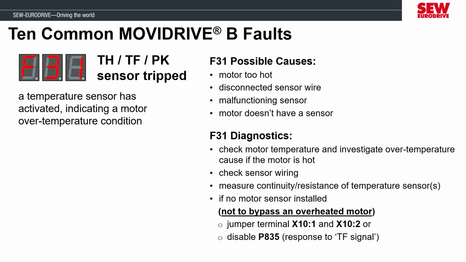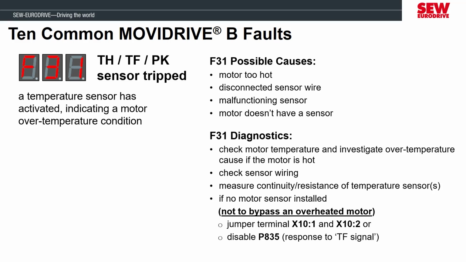These sensors can also be checked with a multimeter. A TF or PK sensor will provide a resistance value for a temperature range, and the TH operates like an open or closed switch. It will be open if the motor is overheated, and it will be closed if the motor temperature is below the trip threshold.